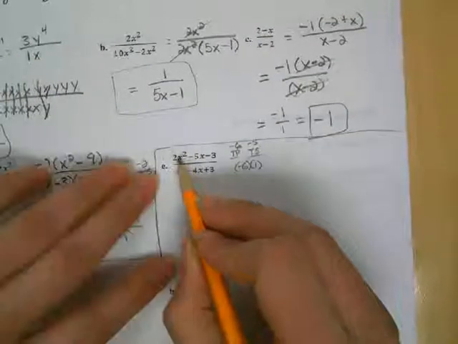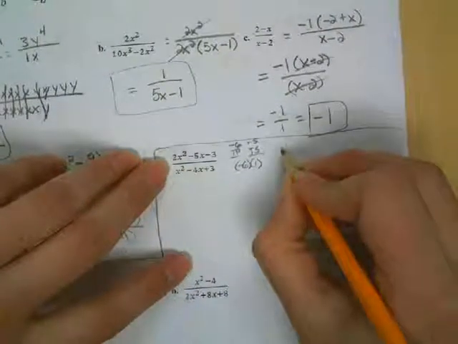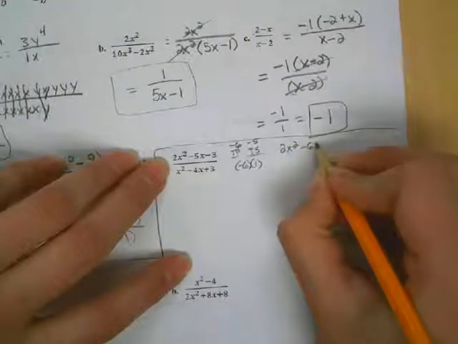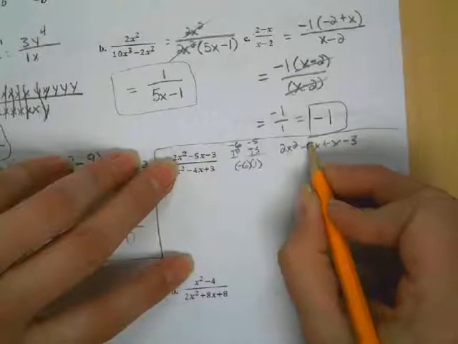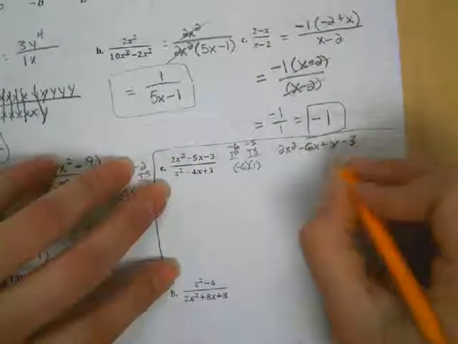Now here I can't shortcut. I've got a 2 in front. So we're going to have to split the middle. 2x squared minus 6x plus 1x minus 3. Again, if you're having problems factoring, go and look back at the factoring videos. Okay, so we're going to go ahead and factor by grouping here.